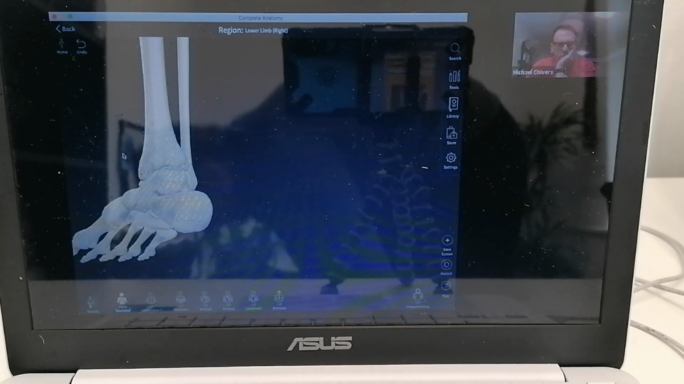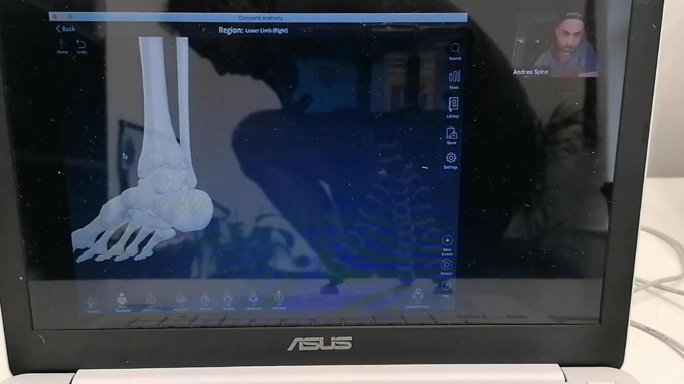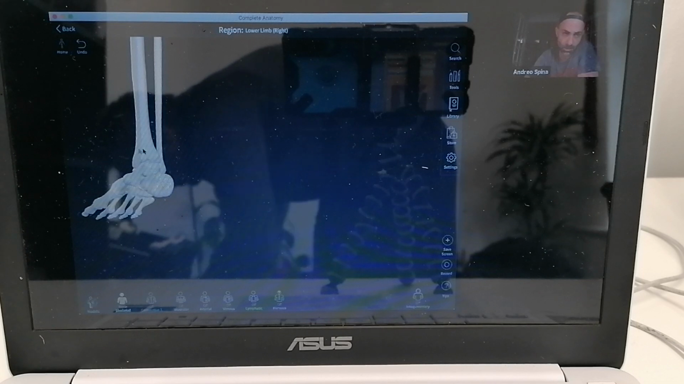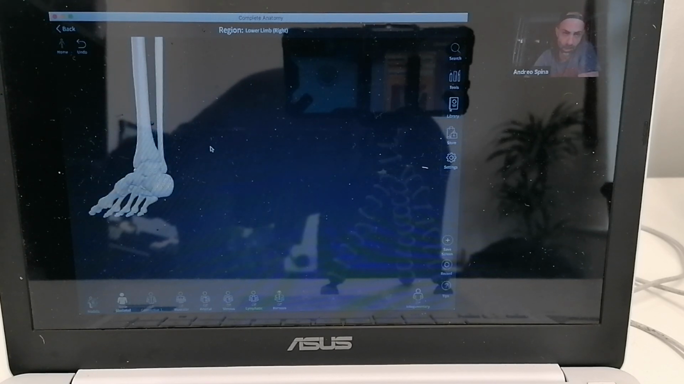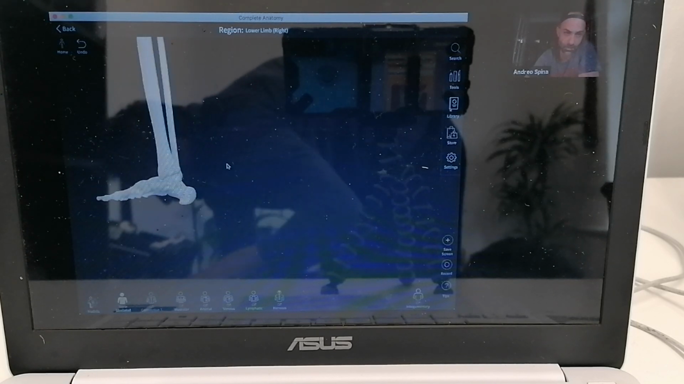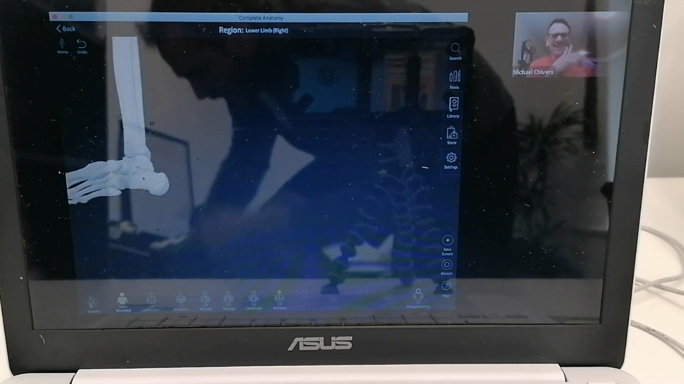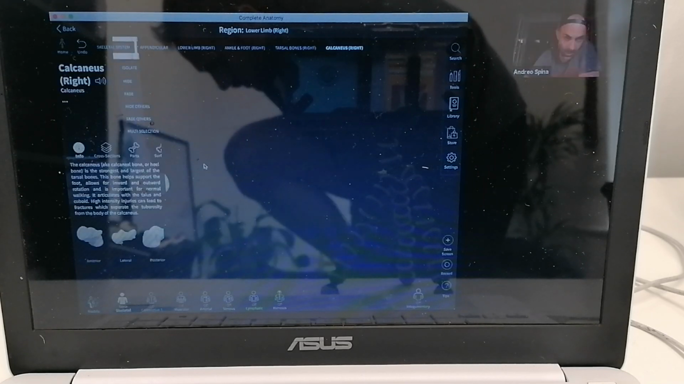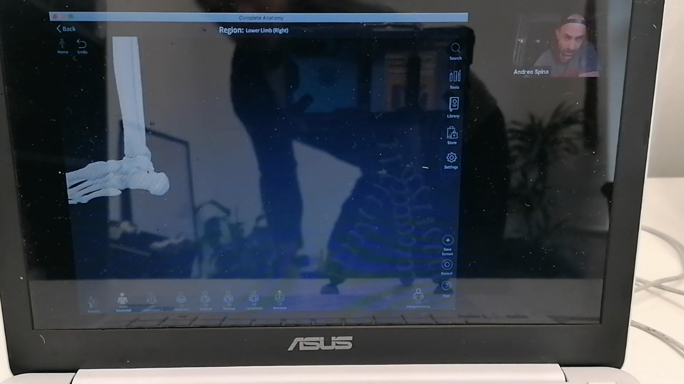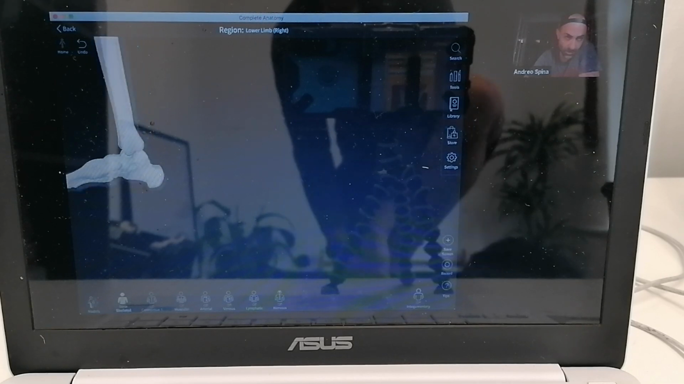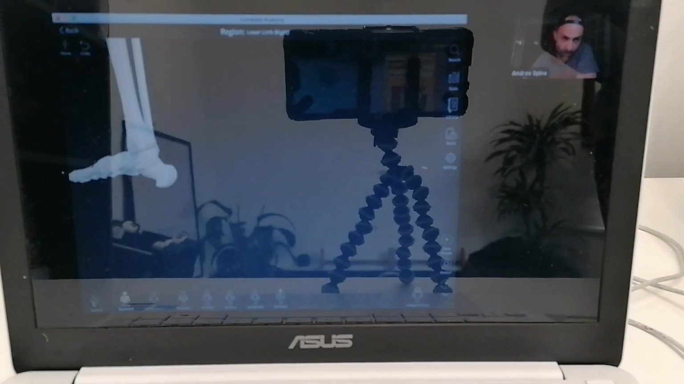Then you have the calcaneus. There you have that subtalar joint in there, and there you have that mortise. So go ahead, Mike. This is from behind.